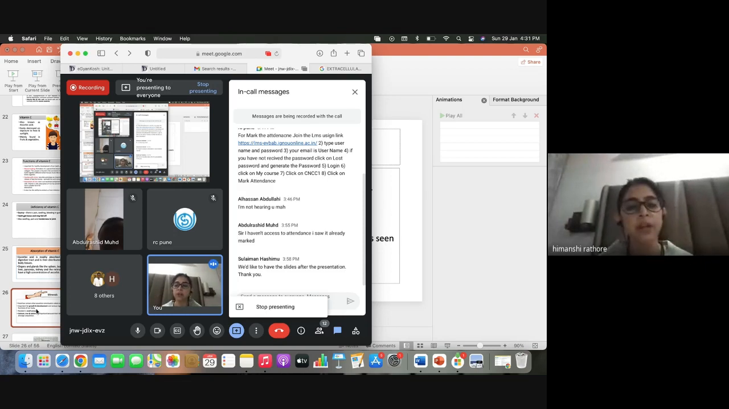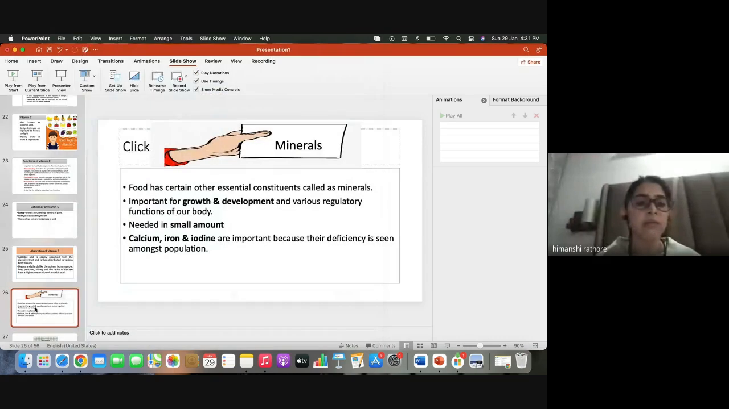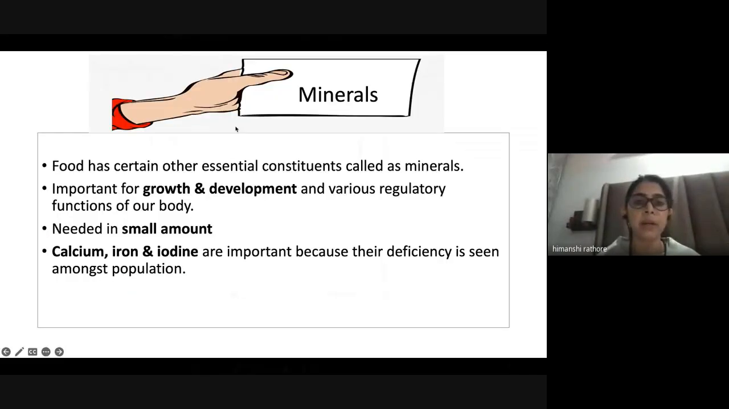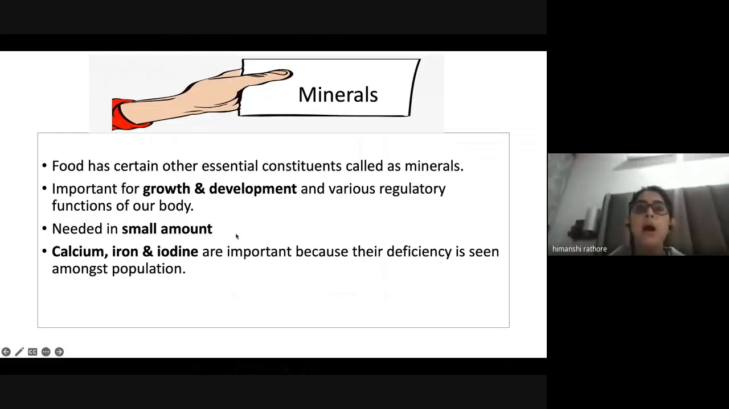Now I am continuing with another unit that deals with the minerals. Apart from the nutrients, food also contains minerals. Food which we are eating, as I told you yesterday, has certain nutrients. And nutrients, what are nutrients? They are carbohydrates, proteins, fats, vitamins, and minerals. So we talked about carbohydrates, fats, proteins, and vitamins also today we covered. Now we are moving forward with the minerals.